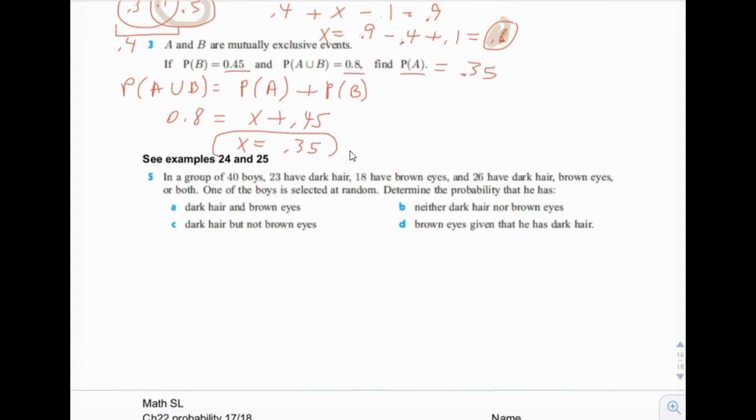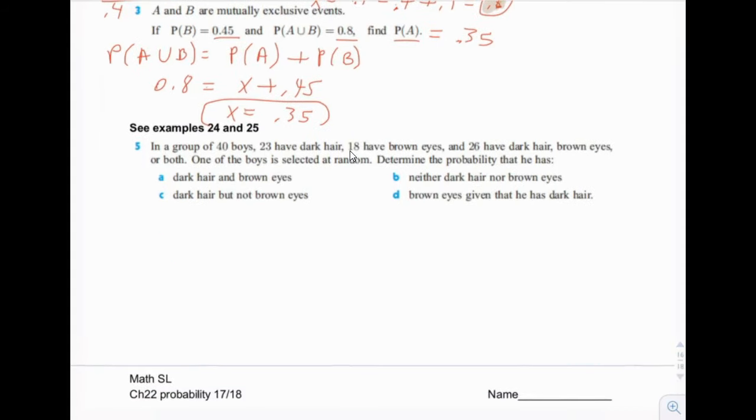In a group of 40 boys, 23 have dark hair, 18 have brown eyes, and 26 have dark hair and brown eyes. One of the boys is selected at random. Determine the probability that he has dark hair.